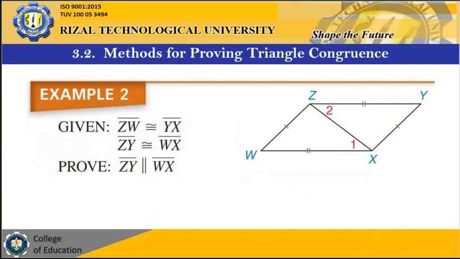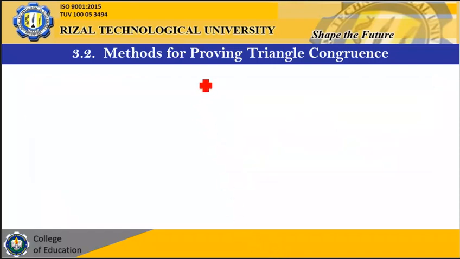Another example. Given that ZW is congruent to YX, ZY is congruent to WX, let's prove that ZY is parallel to WX. So our knowledge of the parallel lines that we discussed in the previous chapter is now essential. As we see here, there are already identical marks from our given, so let's now have our proof.